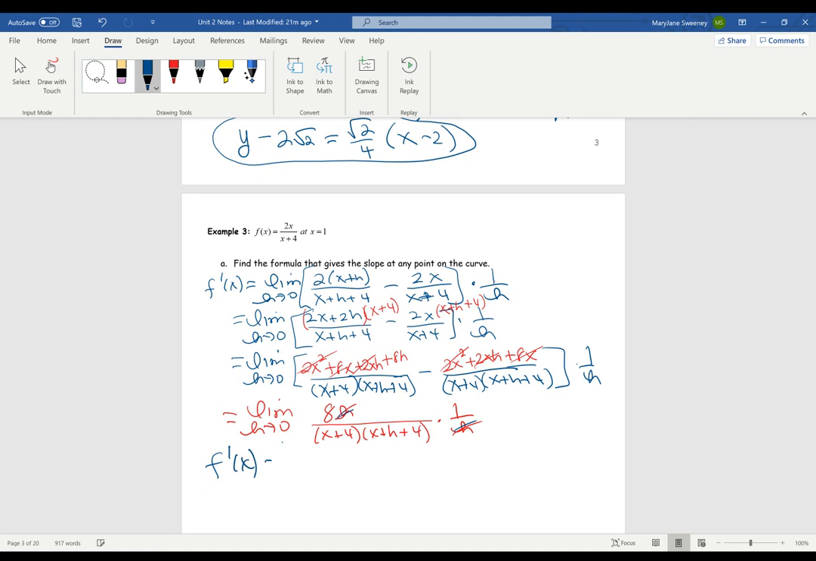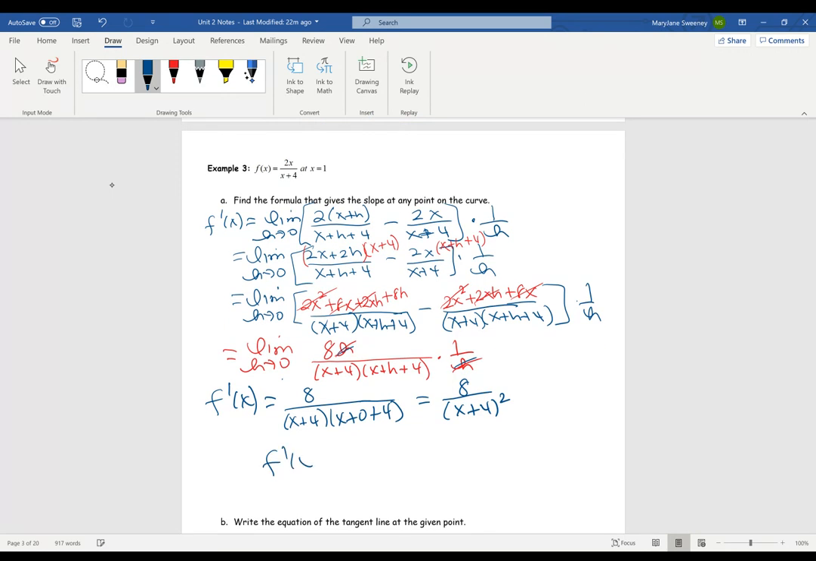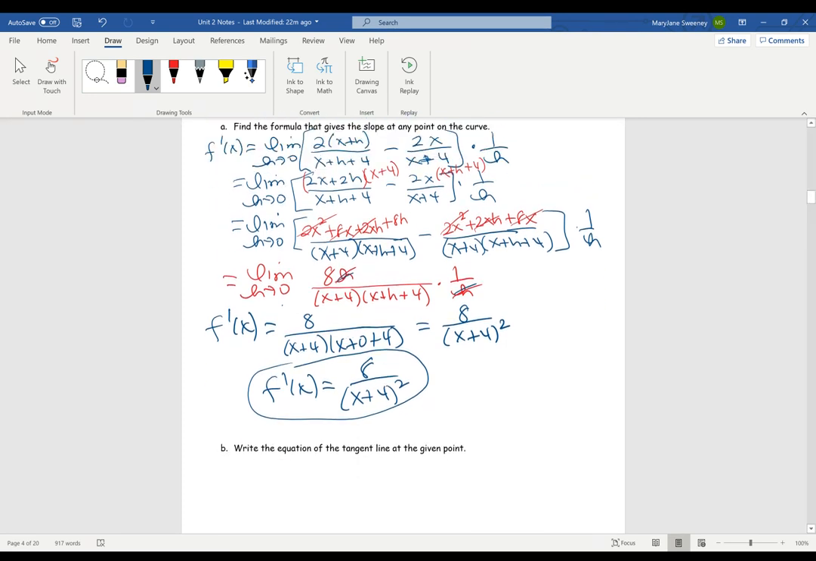So f prime of x is going to equal, if I do the limit as h approaches 0, that's going to be x plus 4, that's going to be x plus 0 plus 4. So this is going to be 8 over x plus 4 times x plus 4, which can be written x plus 4 squared. So that is the first derivative. The f prime of x is 8 over x plus 4 squared. Notation is very important here. So you keep limit all the way down until you're actually plugging in h is 0.